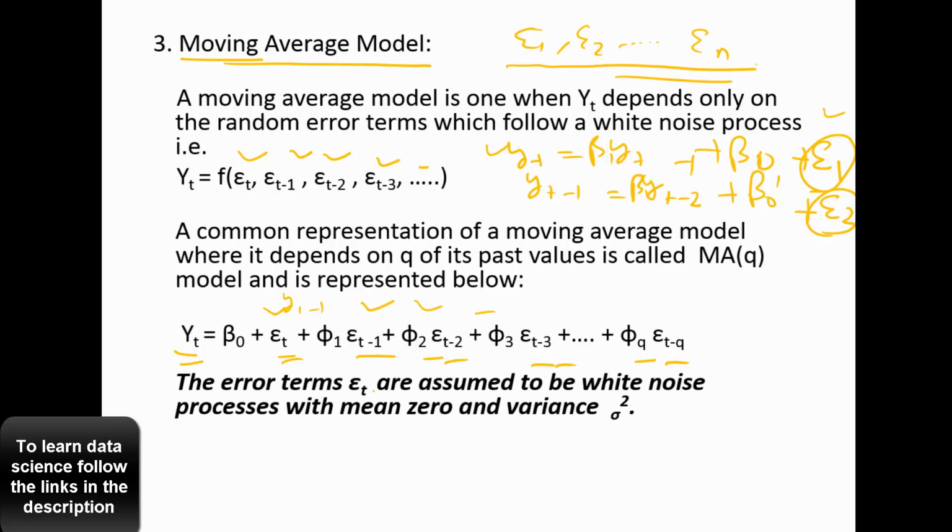And remember that these epsilon t are assumed to be white noise. That means if you take the mean of epsilon t, it should be 0, and if you take the variance of epsilon t, it should be a constant. So it is 1, or it is a constant value. It doesn't change over time.